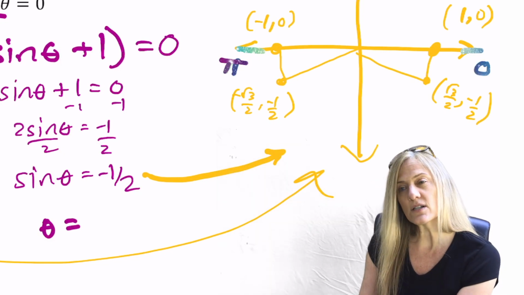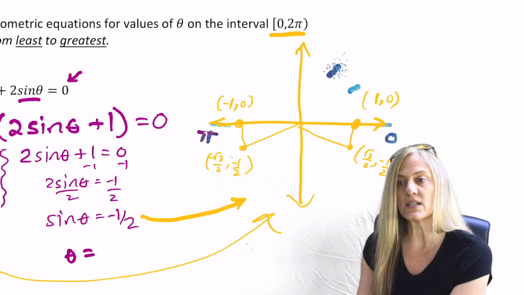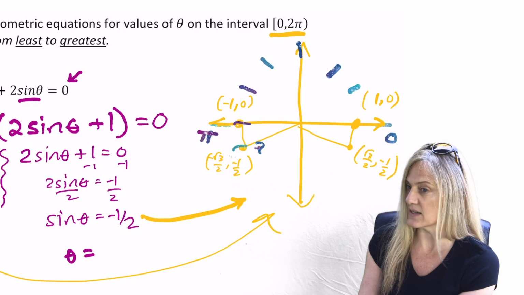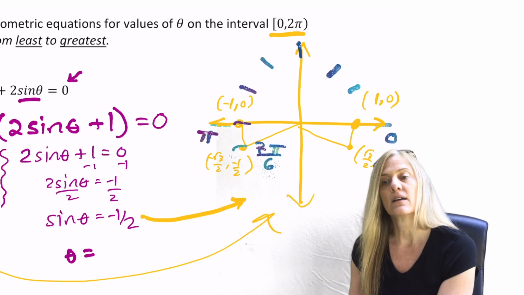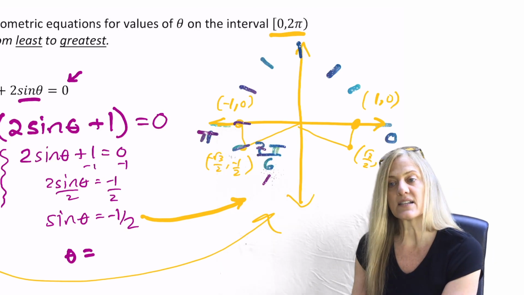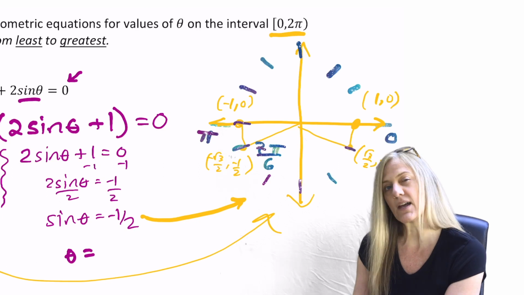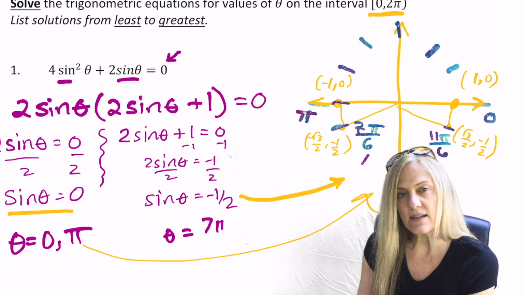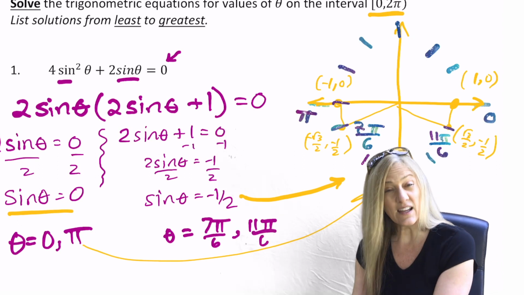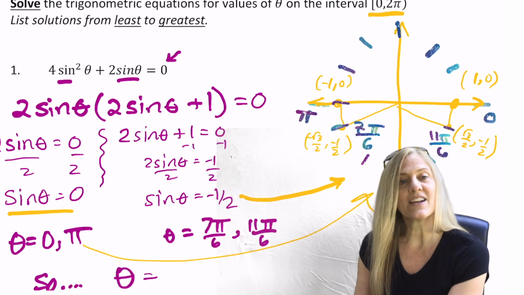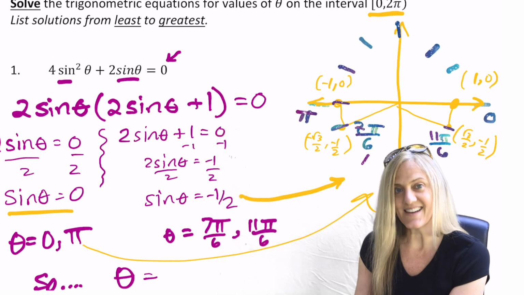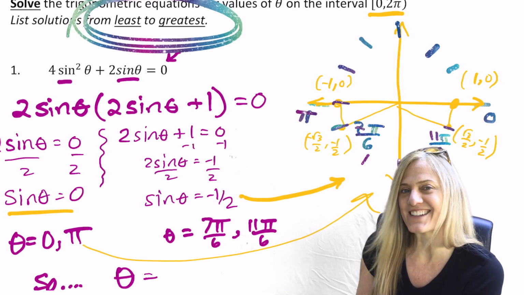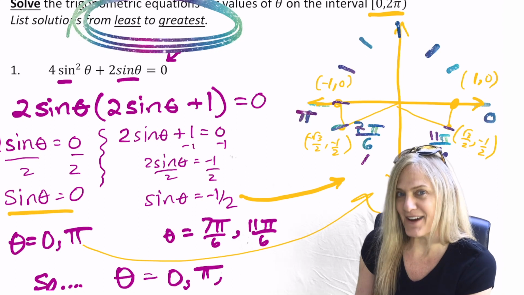Where did these occur? Well, let's count it out. 1 pi over 6, 2 pi over 6, 3 pi over 6, 4 pi over 6, 5 pi over 6, 6 pi over 6, 7 pi over 6, 8 pi over 6, 9 pi over 6, 10 pi over 6, 11 pi over 6. So theta equals 7 pi over 6 and 11 pi over 6. The answer for this equation is theta equals 0, pi, 7 pi over 6, and 11 pi over 6. Remember when we do the online assessment, we put them in order from least to greatest.